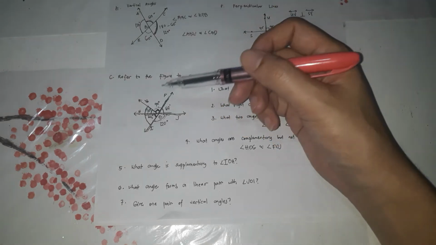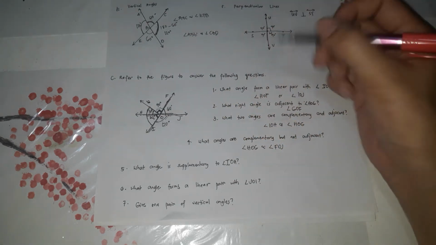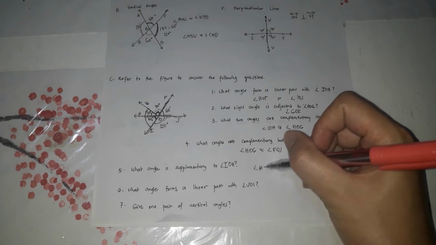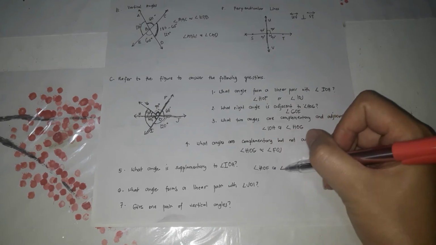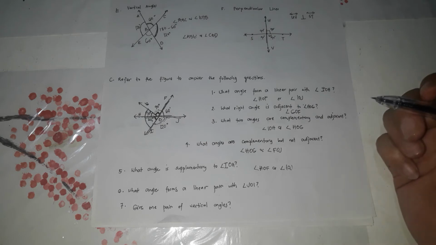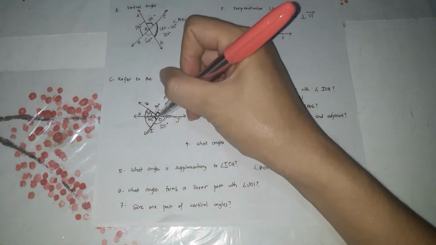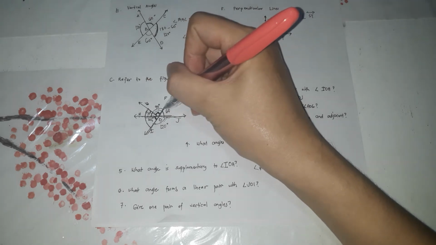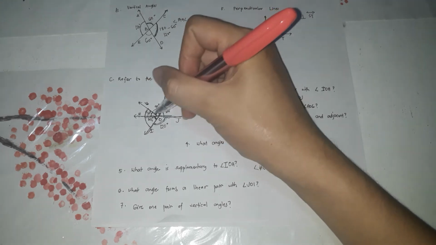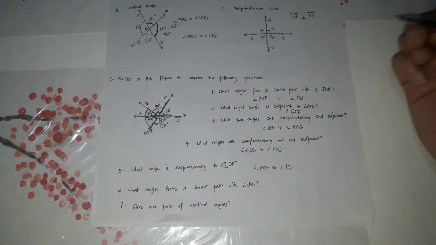IOH, supplementary to it. There are two: angle HOF and angle IOJ. Yung nag-form ng line, that's the supplementary. So, this is IOH. So, ito siya, this one and this one, kasi nag-form sila ng line. So, therefore, they are supplementary.